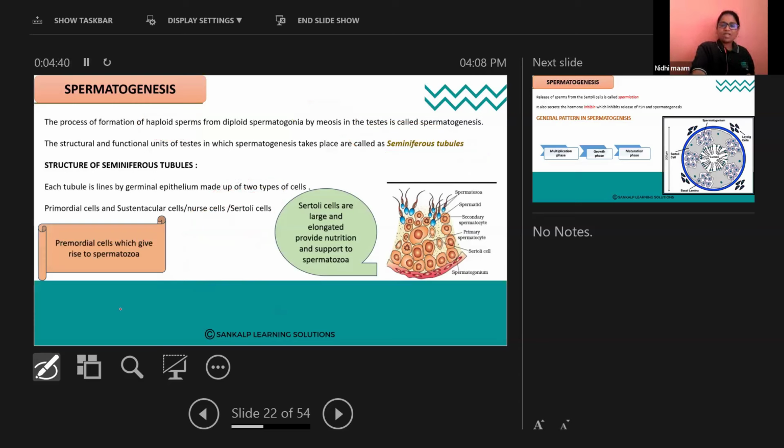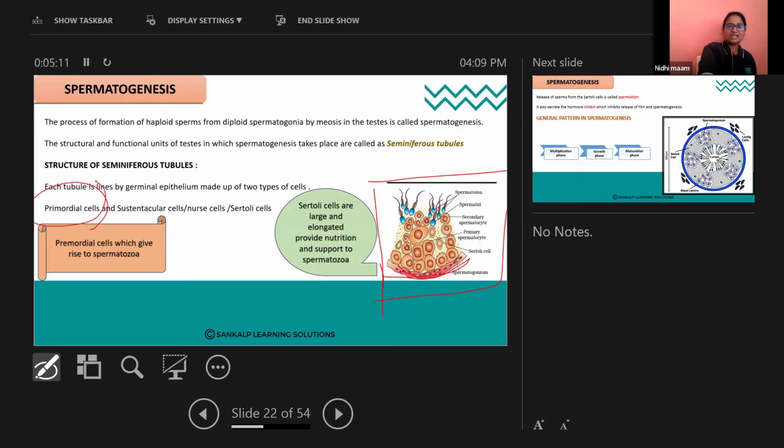This is a part of a seminiferous tubule. The seminiferous tubule has one lining, which is referred to as the germinal epithelium, the lining of the seminiferous tubule. In this seminiferous tubule there are two types of cells: one is spermatogonia, and the other is Sertoli cells.